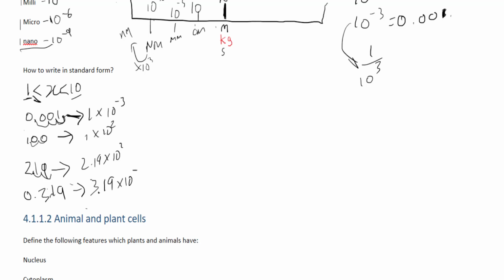And so we take it from here instead. We take it from the first non-zero number. So this is the first non-zero number, so we go back only 1. So it's 3.19 times 10 to the minus 1. Another example, let's say we do 0.0419. From this point, this is the first non-zero, we go 1, 2, so 4.19 times 10 to the minus 2.